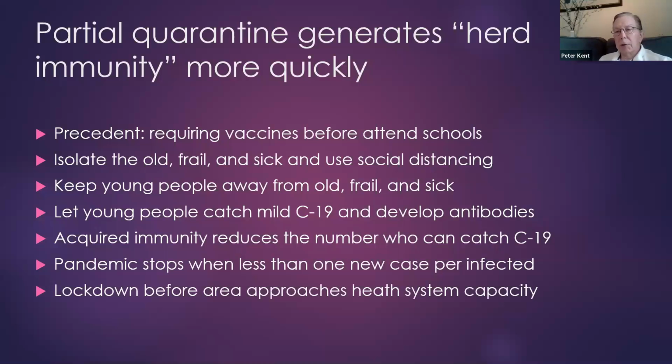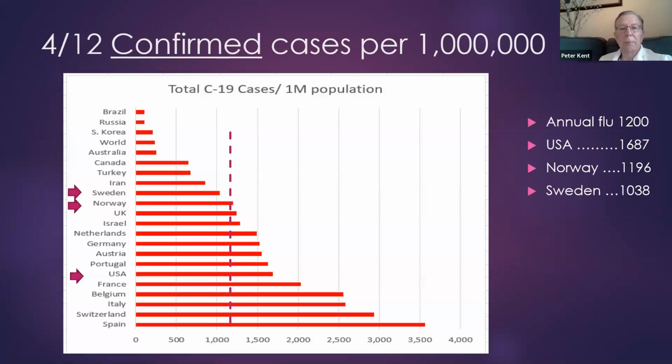And I certainly agree that you should lock down the area before you approach the health system's capacity. Like New York City's health system capacity has been exceeded, and locking down should have been done earlier if they had projected that. Well, how does this work in practice?